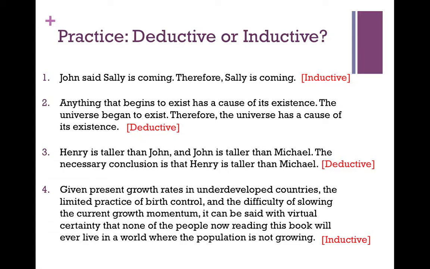Not only that, but we can look at the data that we're given, saying, given present growth rates in underdeveloped countries, and that's a key term within underdeveloped. It doesn't talk about developed countries, but present growth rates in underdeveloped countries, the limited practice of birth control, and the difficulty of slowing the growth momentum. All of those things could be true, and yet the population of the earth could stop growing because of things that happen in developed countries.